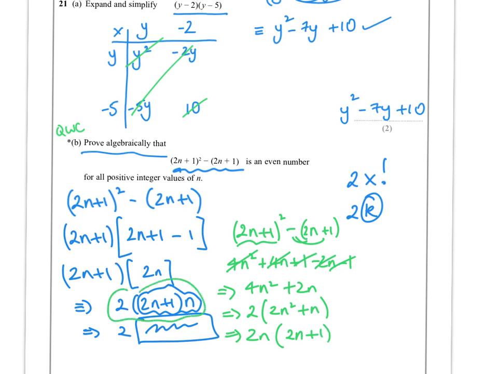So what you really want to be looking at is is it 2 times something? Yes, it is. So therefore even. So that's a really good way of doing it. You just want to show that it's 2 times something. Even if you got an answer of 4 lots of something, then you just say that's 2 lots of something. As long as you've got the 2 in front, then you're okay, because any multiple of 2 has got to be an even number. Okay?